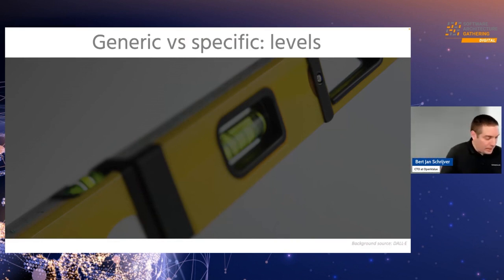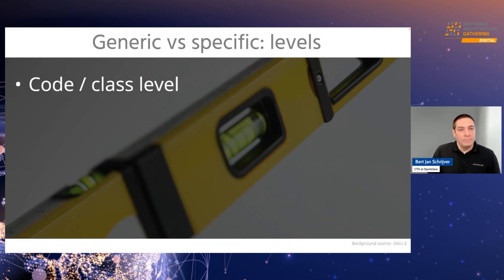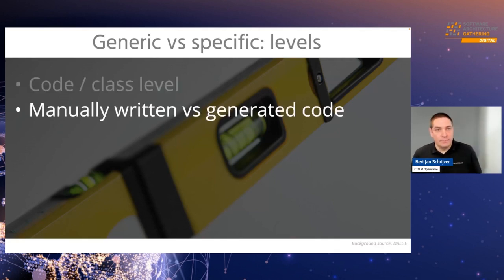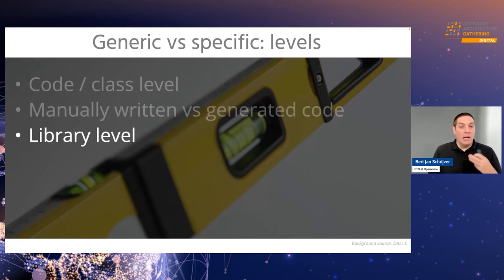So you can apply those design decisions that we're going to talk about in a bit on lots of different levels. Generic versus specific on a code or a class level, share a class or not. You can apply it on having manual code versus generated code. Is it a problem if you have duplicated generated code? Well, it's generated, so I don't really mind. On a library level, are you going to use a library or not? Using a library versus building yourself, extracting generic logic to a reusable library.